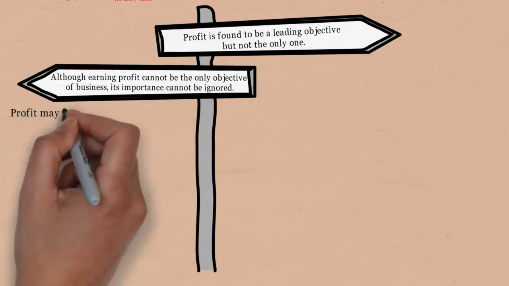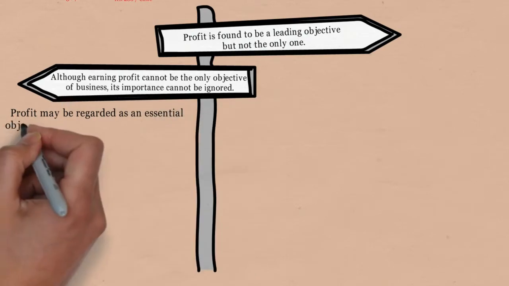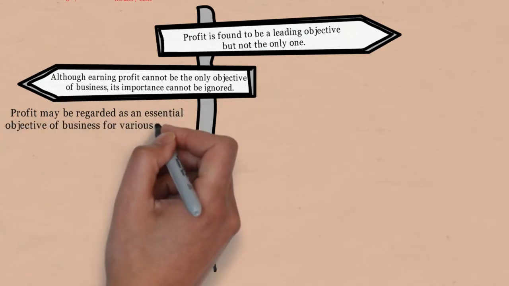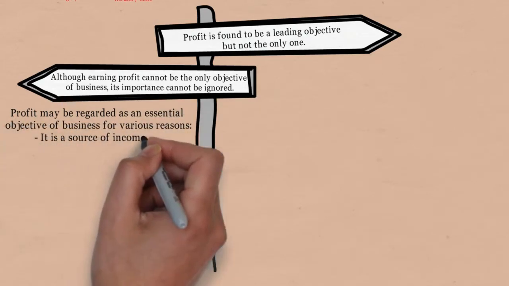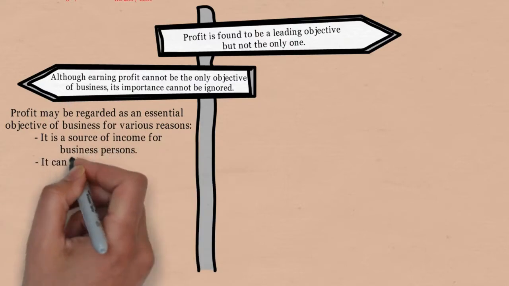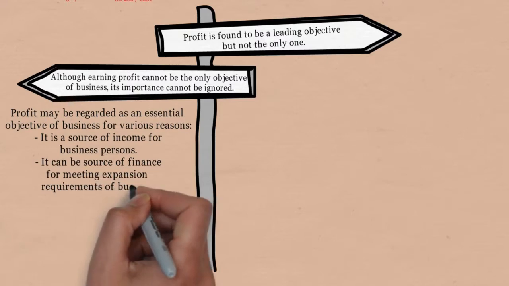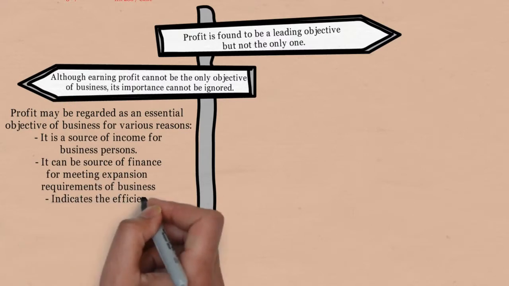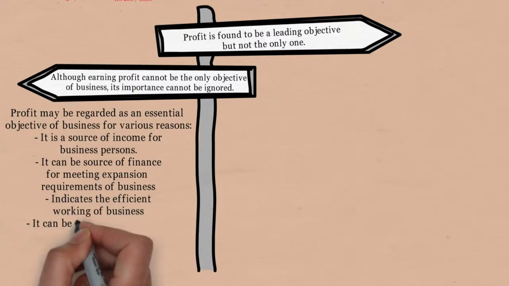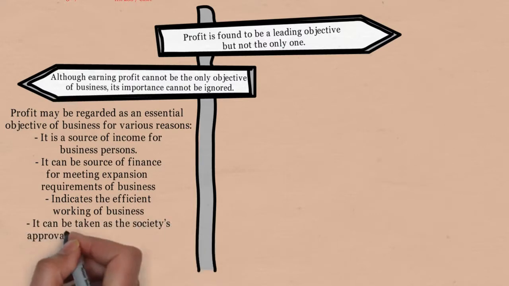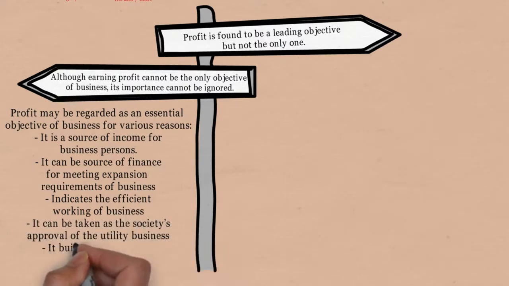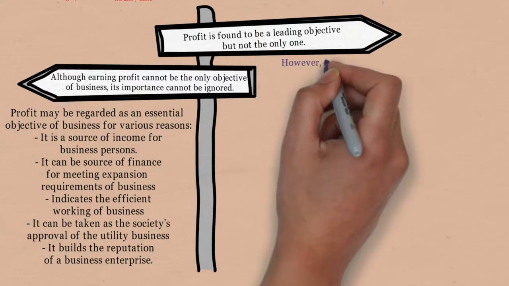Why? Because of various reasons. Like, it is the source of income for the business person. It is also the source for meeting expenses and finance for meeting the expansion requirements of business. Profit indicates efficient working of business and it builds the reputation of business enterprises. It can be taken as the society's approval of the utility of the business.